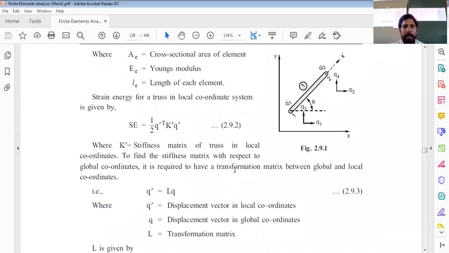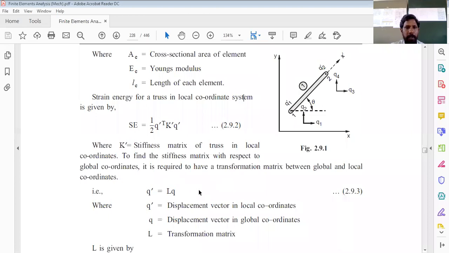So it is required to convert the local displacements to global coordinate system by transforming the local displacements to the global displacements. So we can write this q dash as L into q, where q dash is a displacement vector in local coordinate system, and L is a transformation matrix.